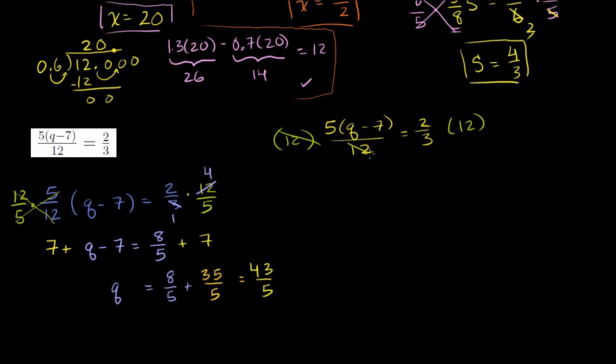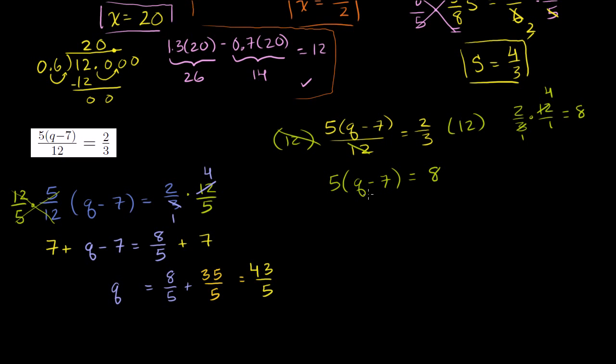So these are going to cancel out, and you're going to be left with 5 times q minus 7 is equal to 2/3 times 12. That's the same thing as 24 over 3. So 2 over 3 times 12 over 1 is equal to, well, if you divide that by 3, you get a 4. Divide that by 3, you get a 1. It's equal to 8. So we get 5 times q minus 7 is equal to 8.